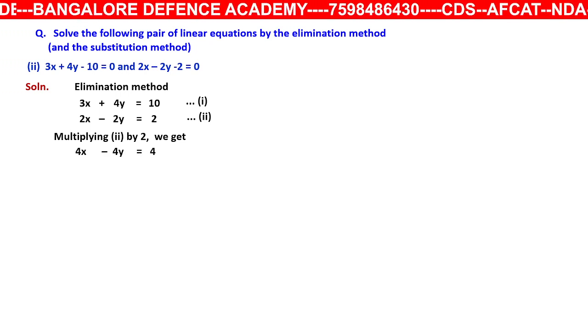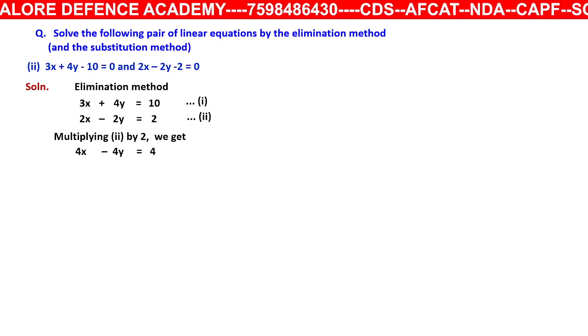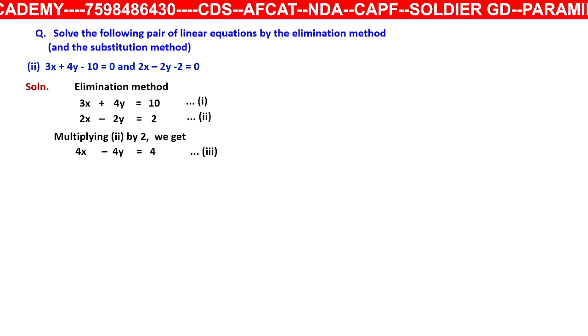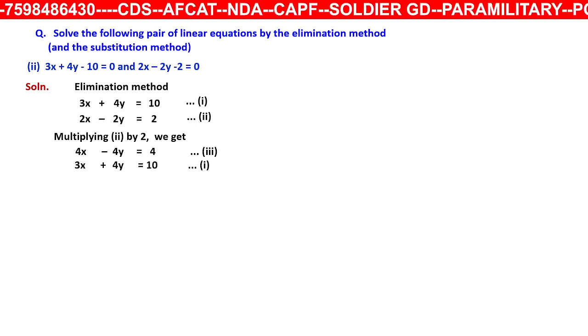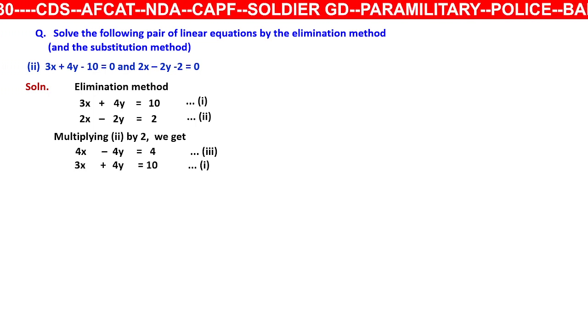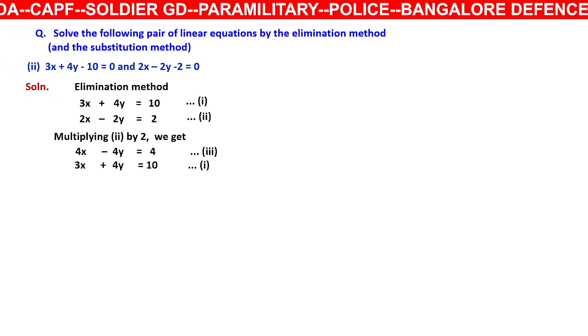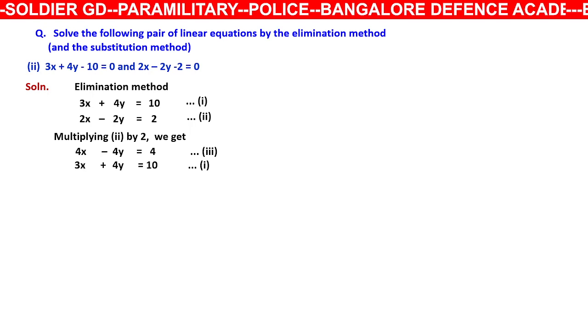Multiplying equation number 2 by 2, you get 4x minus 4y is equal to 4. This is the third equation. Now you can write down the first equation down here: 3x plus 4y is equal to 10.